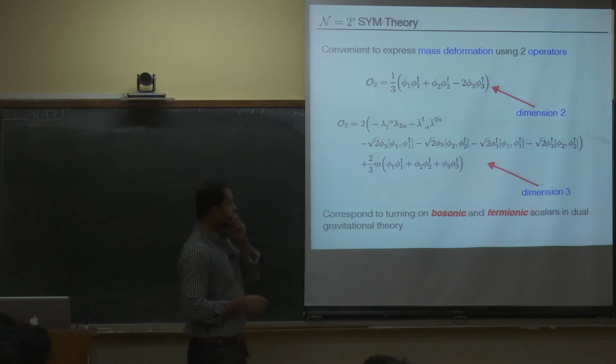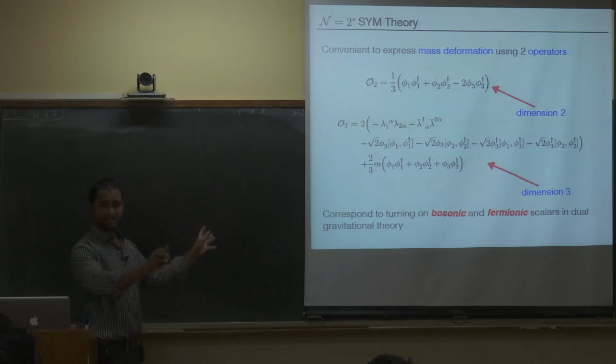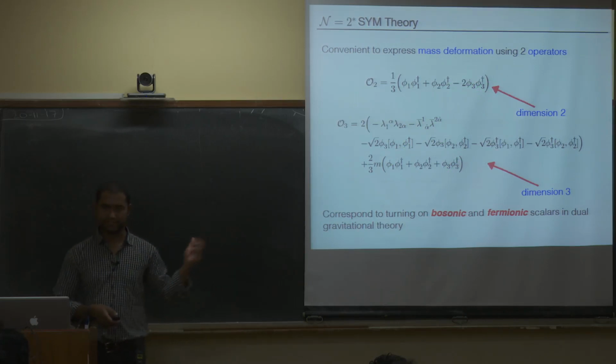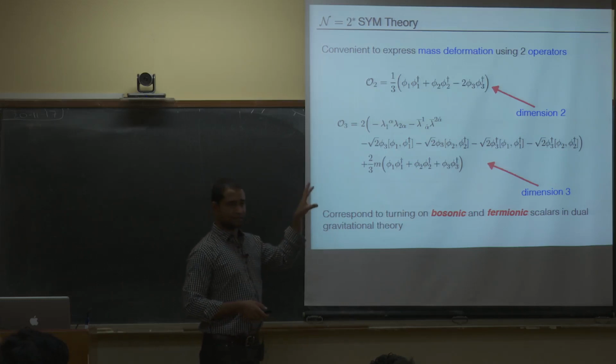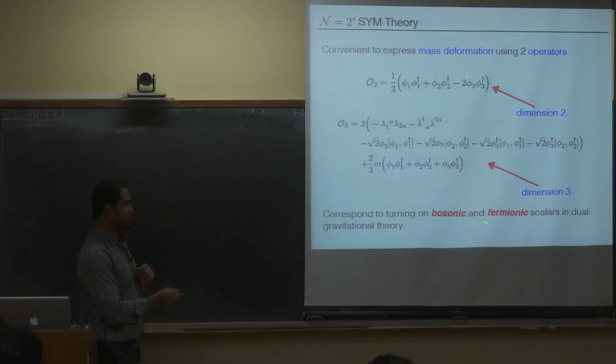Okay, so instead from the other side, the gravitational side, we can split these mass terms into 2 operators. We call these O2 and O3. So basically this is a splitting of these mass terms. But this phi 3 comes here, here also we have phi 3, okay? So phi 3 does not take part in this N=2* deformation. It is part of the vector multiplet. But somehow, these 2 operators have meaning on the other side. They correspond to turning on bosonic and fermionic scalars dual to the gravitational theory.